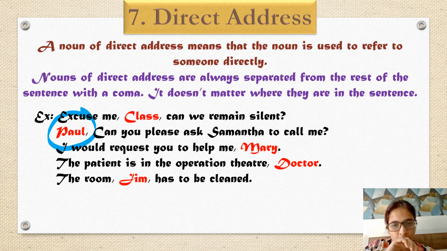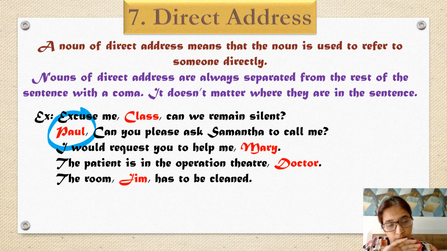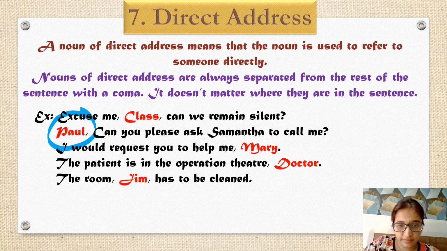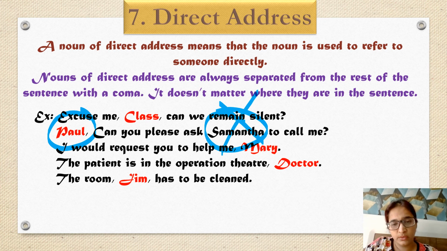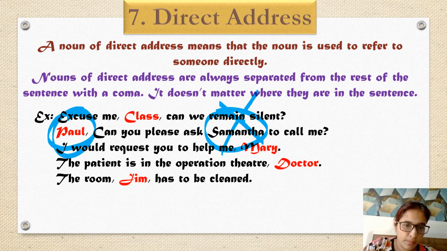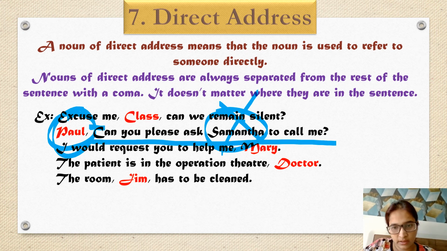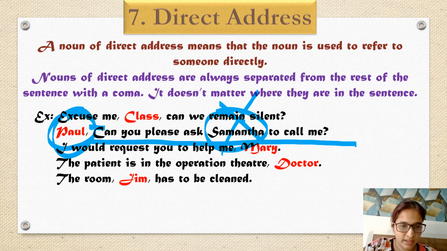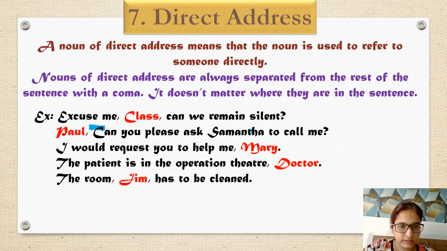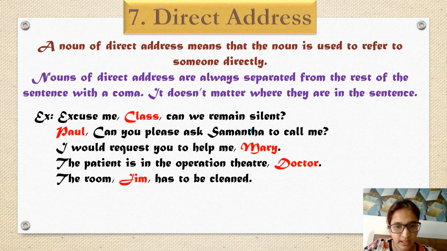You also have Samantha in this sentence, but Samantha is not the noun being used as a direct address because you are not directly calling Samantha. You are calling Paul. Paul, can you please ask Samantha to call me? So Paul becomes the direct address here. Now, I would request you to help me, Mary. So Mary again becomes the direct address.